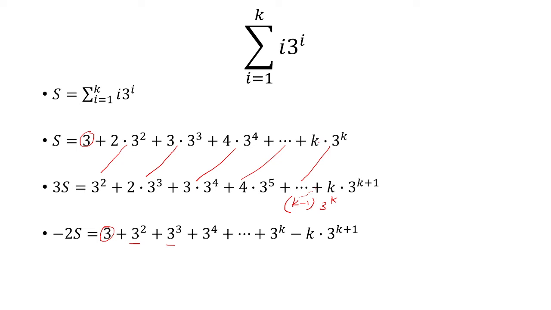And here we have k times 3 to the k. So the 3 to the k's are the same. So you just do k minus quantity k minus 1, which is just going to give you 1. And then you just have a factor of 3 to the k. And then finally, this term right here is by itself. It doesn't go with anything, so we subtract that term.